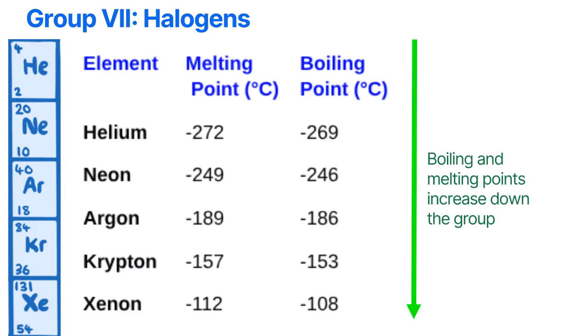As we move down Group 8, the boiling and melting points increase. For example, helium has a very low boiling point, while xenon has a much higher boiling point. This is because the atoms become larger and the weak forces between them increase. Remember, if asked why noble gases are unreactive, always link it to their full outer shell.